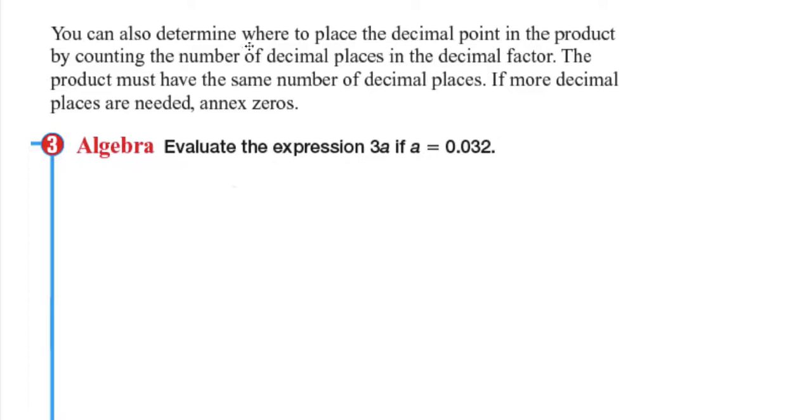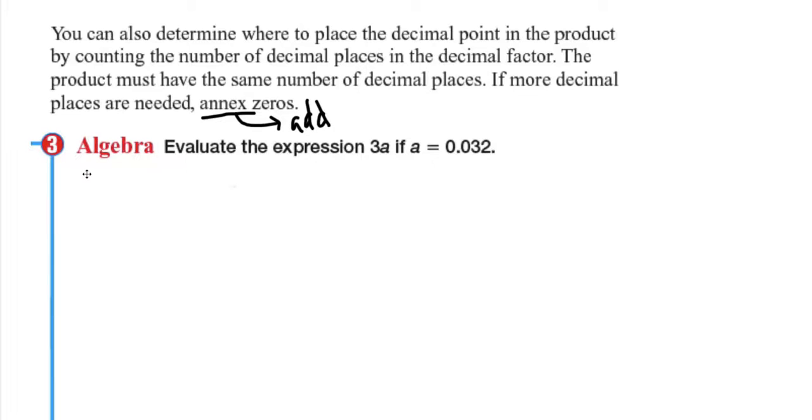You can also determine where to place the decimal point in the product by counting the number of decimal places in the decimal factor. The product must have the same number of decimal places. If more places are needed, annex zeros. Another word for annex is add. So when they say annex zeros, they're simply saying you add zeros. Let's take a look at example number 3. Evaluate the expression 3a if a equals 0.032. Again, evaluate means find the value of, and there are 2 steps in evaluating. The first step is substitute. The second step is to simplify.